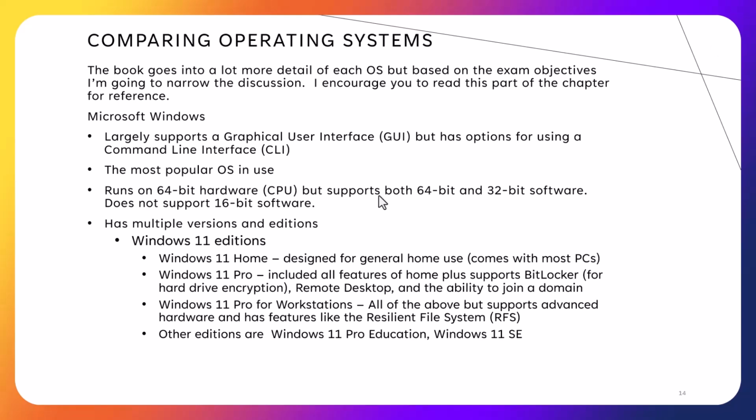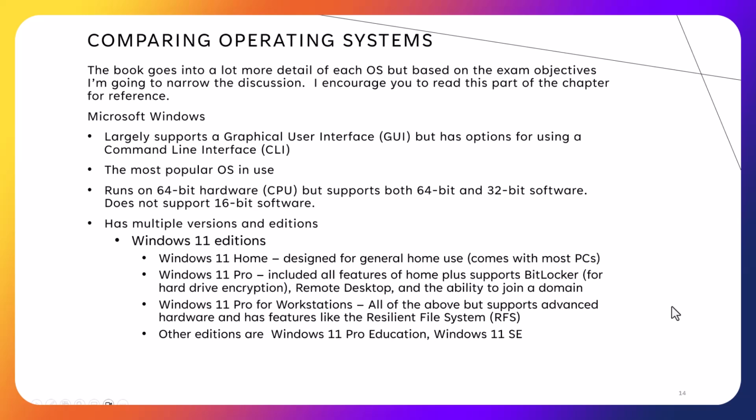Windows has multiple versions and editions. The Windows 11 editions are what you're typically going to run on a laptop or a desktop. This includes Windows 11 Home, which is what you're probably going to buy when you say go to Best Buy and buy a laptop or desktop for your home use. It comes with most PCs that are bought by the general public. Windows 11 Pro includes all the features of Windows 11 Home, but it also supports BitLocker, which is used for hard drive encryption, a remote desktop, and the ability to join a domain. Most organizations run Windows 11 Pro or Windows 10 Pro.